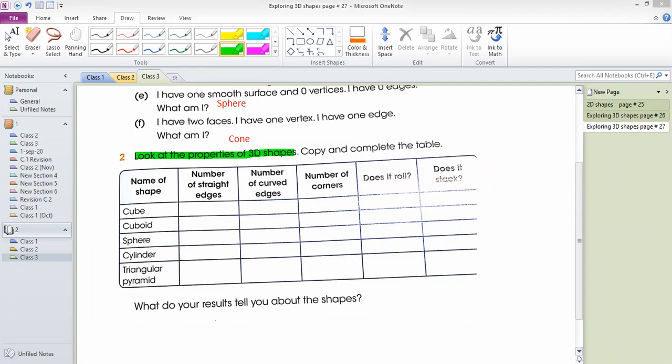Yes, sir. Very good. Now come to the book again. Cube. Now, guys, you have to tell me all these properties. I'm not going to help you. In the cube, tell me the number of straight edges, in the chat box, guys. How many straight edges are there in a cube?